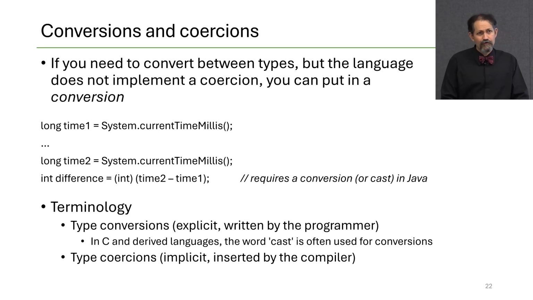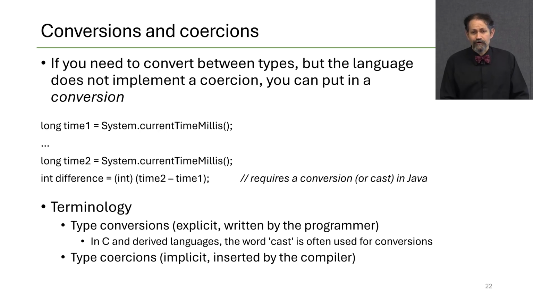Now sometimes you need to convert between types, but the language doesn't implement the coercion you want. In these cases, assuming there is a conversion available between those types, you can put in an explicit conversion to make it happen. Here's some code in Java. We're getting the time in milliseconds and putting it into two long values. Then we'll subtract them, and the difference between those two times should fit into the integer range as long as we're not running this program for a very long period of time.